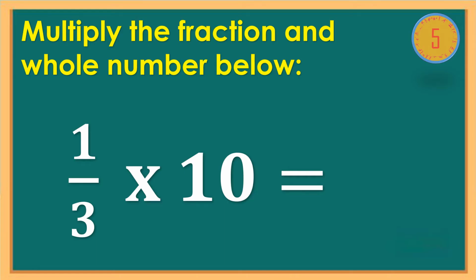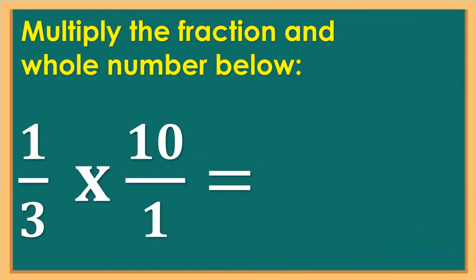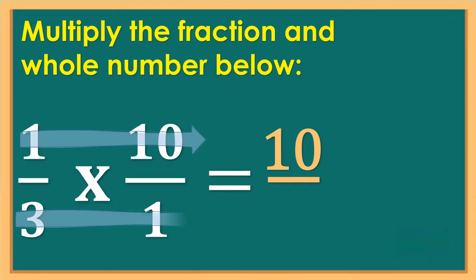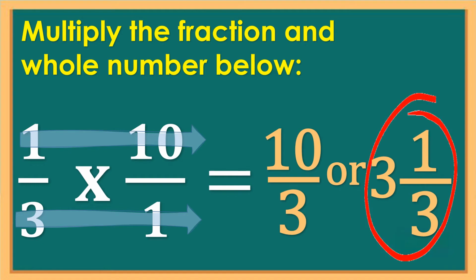Multiply the fraction and whole number below. 1/3 times 10 equals 10/3 or 3 and 1/3.